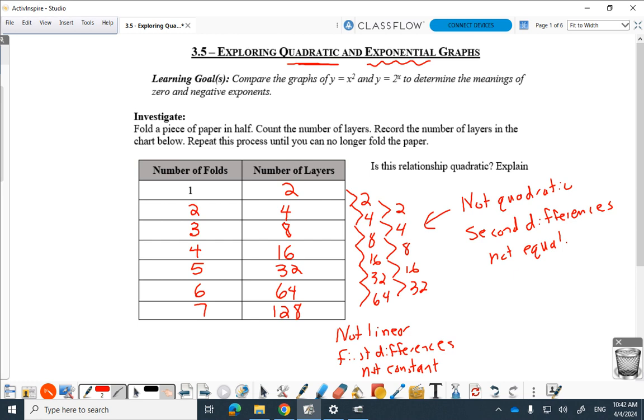Later on, just to jump 2 courses ahead, we'll look at the first ratios, and they're doubling every time. That's how we know it's exponential. But we don't have to go there just yet. We just have to go, this is not quadratic. Any questions so far?